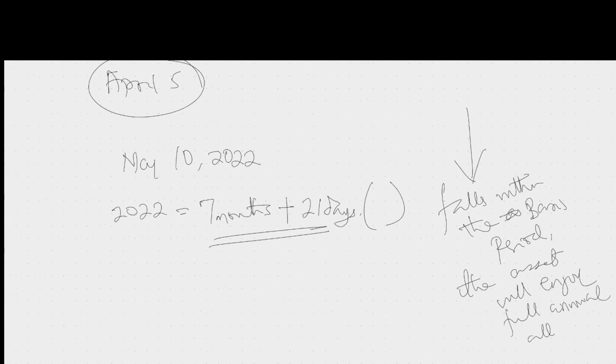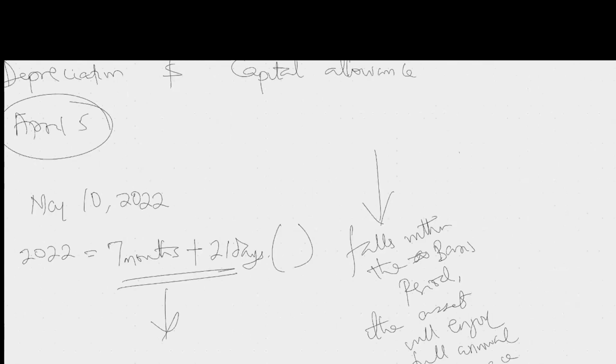Unlike this one that you are prorating depreciation, you will not prorate the annual allowance, because if the asset falls in a base period that has 12 months, then irrespective of when the asset was acquired, if they like, let them acquire the asset on the last day of the accounting year, the assets will enjoy full capital allowance. So that is different.